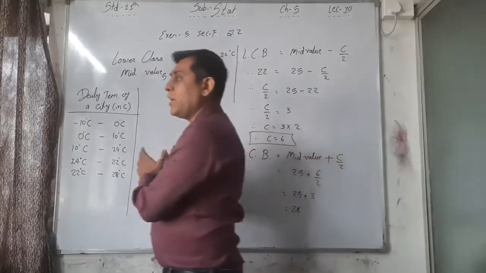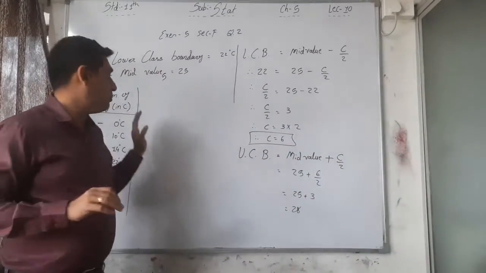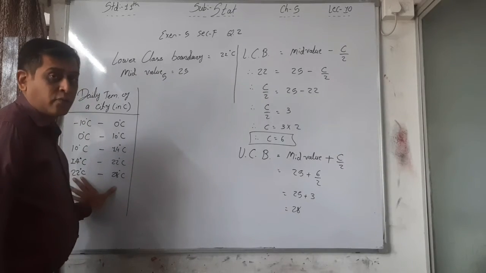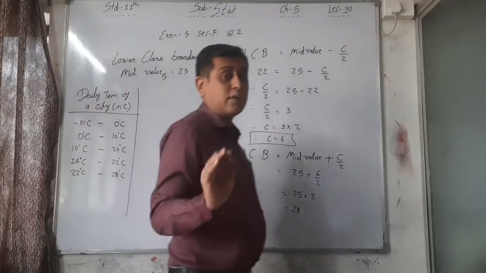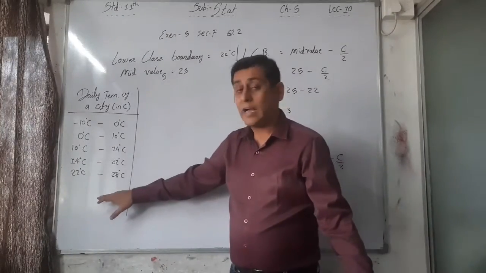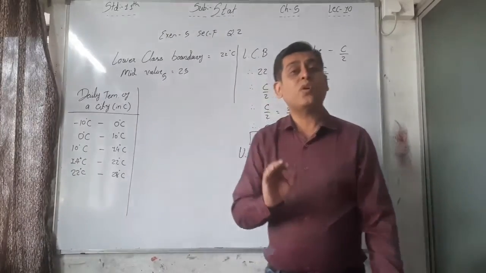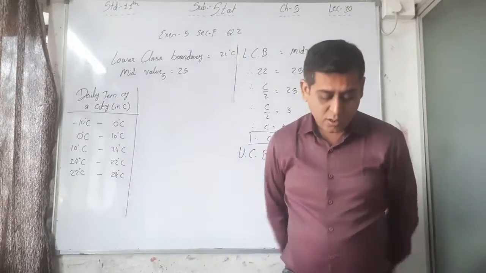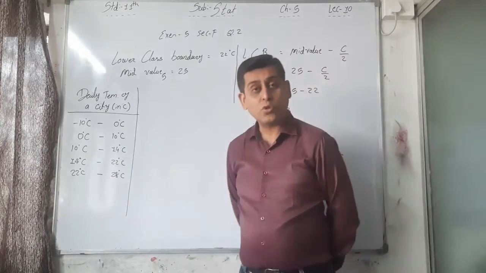So I hope now it is very easy. The main point of doubt from your side is: what is the original question? This one is the original class. Now on the basis of that, you can find out mean, median, and standard deviation, and then you can find out the Karl Pearson coefficient of skewness.